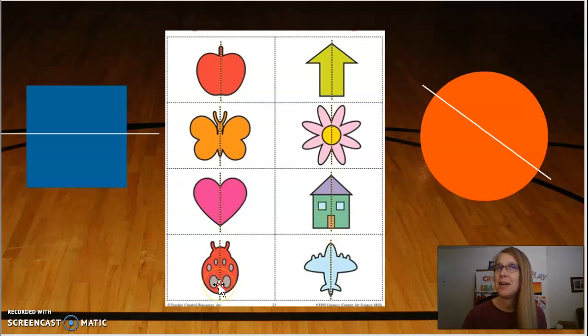Did you know that ladybugs are symmetrical? If you draw a line right here in a ladybug, their black dots on the back of their bodies are the same. Pretty cool. Symmetry in nature.